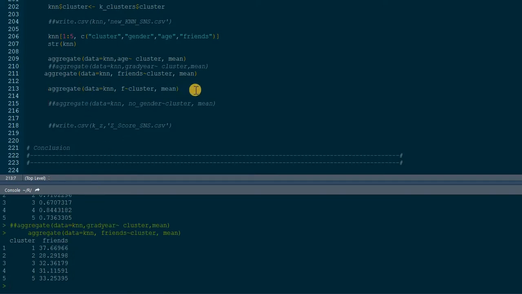What this code does is find the mean or average number of friends per cluster. Cluster 1 has 37 friends on average, which is quite a lot more than any other cluster. Then the fifth cluster has a quite significant number of friends.